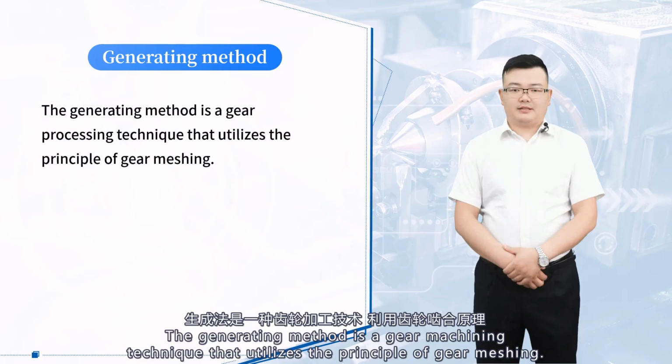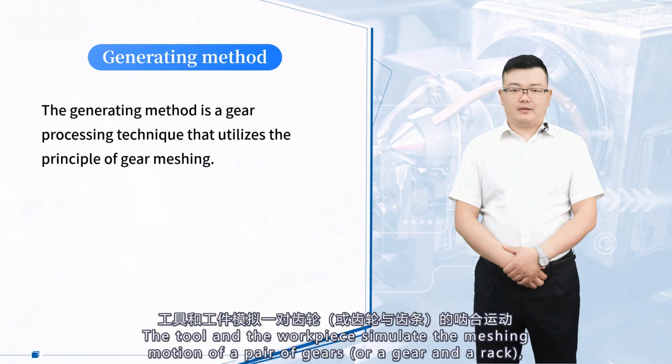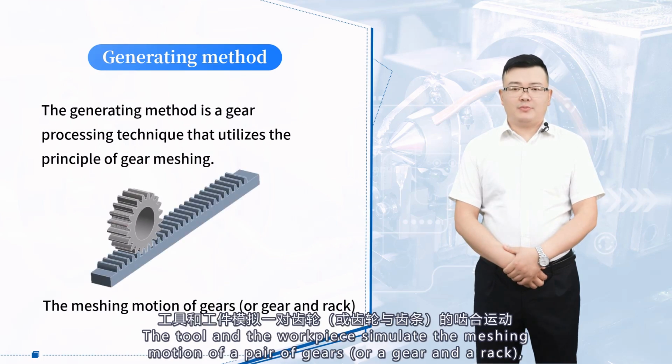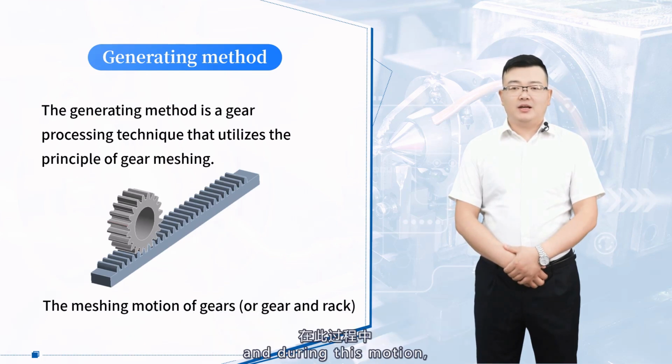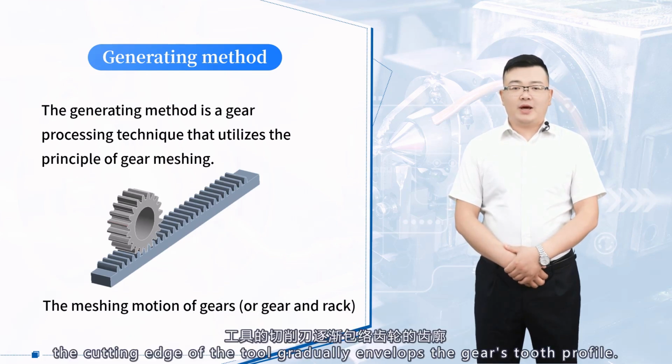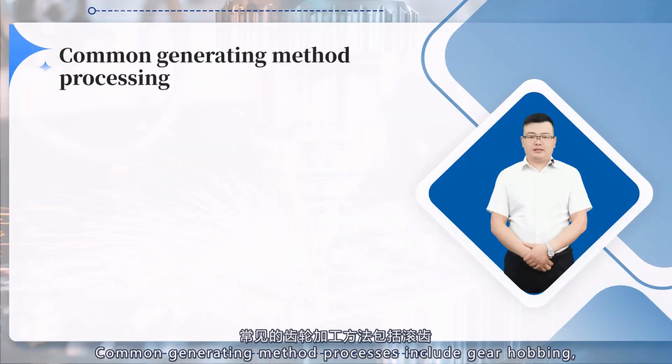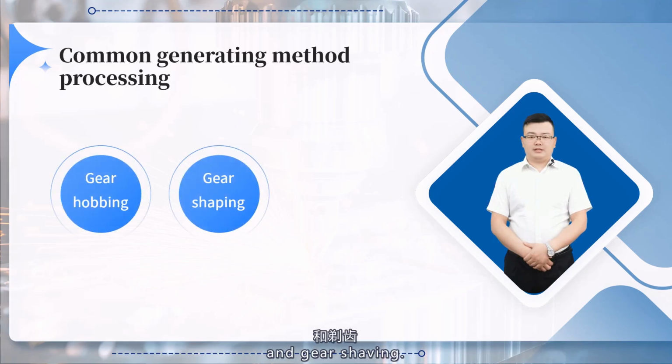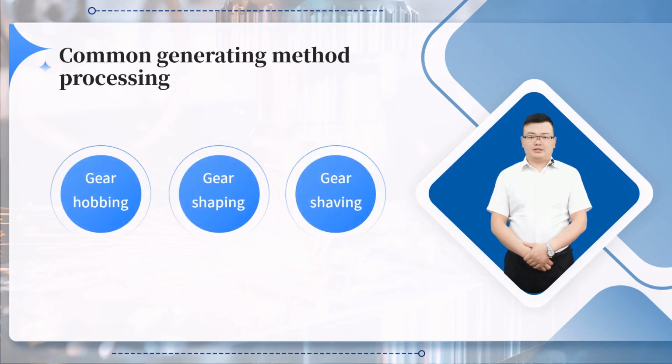The generating method is a gear machining technique that utilizes the principle of gear meshing. The tool and the workpiece simulate the meshing motion of a pair of gears or a gear and a rack, and during this motion, the cutting edge of the tool gradually envelopes the gear's tooth profile. Common generating method processes include gear hobbing, gear shaping, and gear shaving.